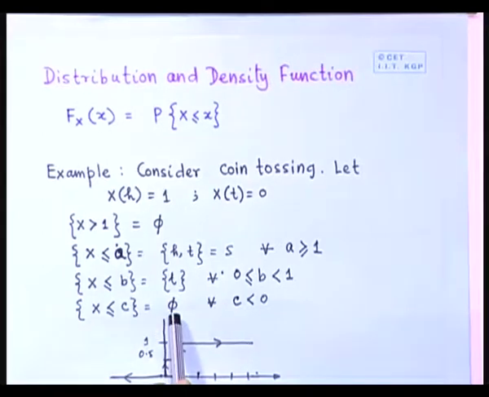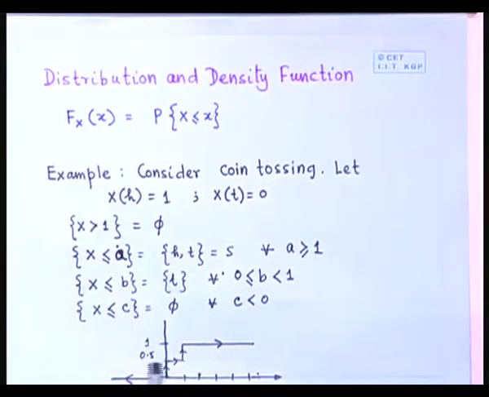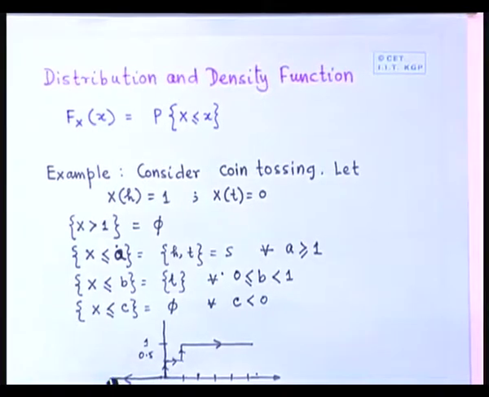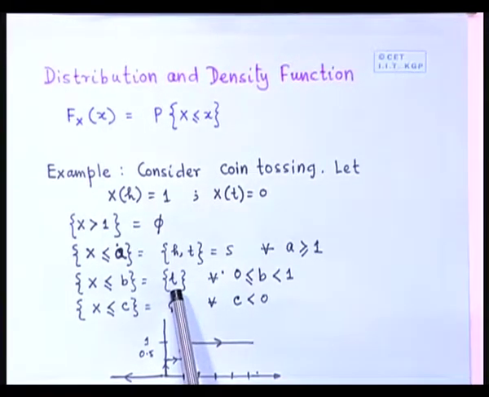So now I can say what is going to be my distribution function with respect to x. The moment c goes less than 0, F_X is going to be 0, because it is a phi event and the probability of the phi event is 0. From 0 to 1, it is going to be the probability of this T. So if we assume a fair coin, that is, the probability of head is 0.5 and probability of tail is 0.5, then it will be 0.5.